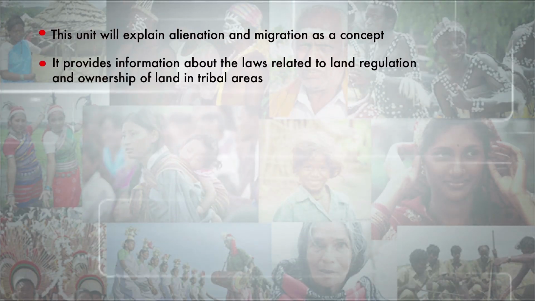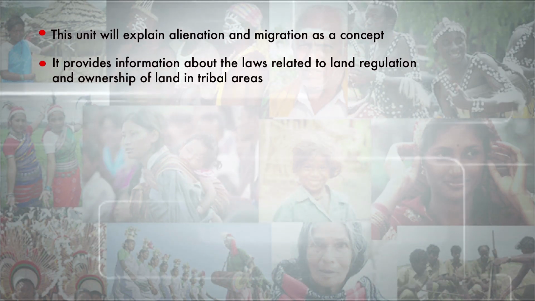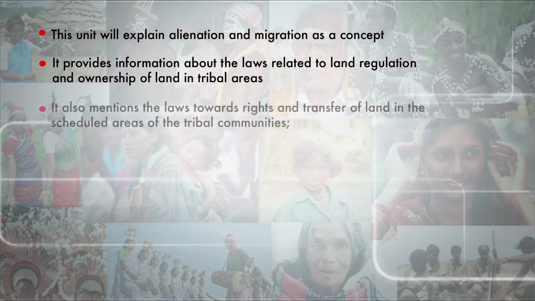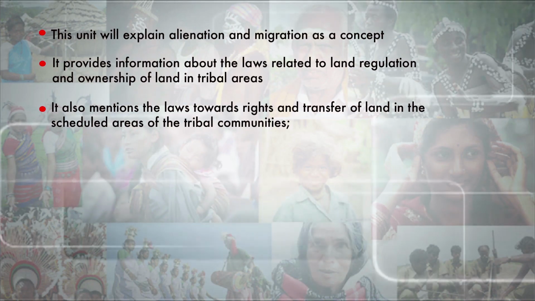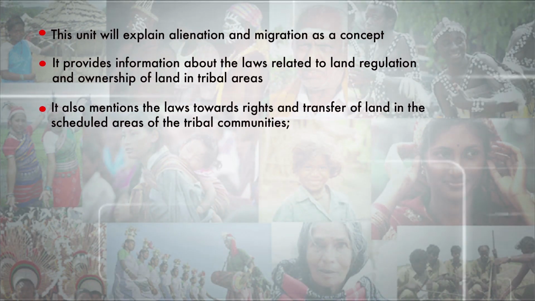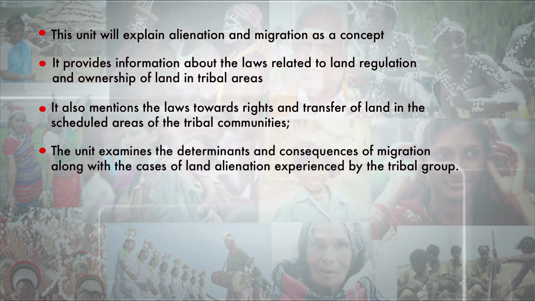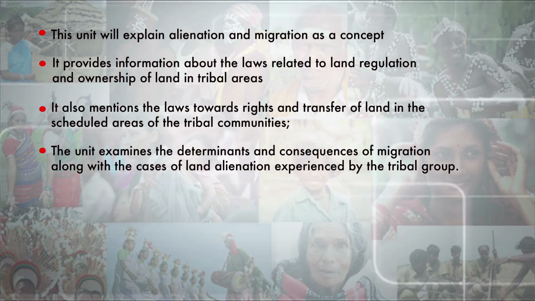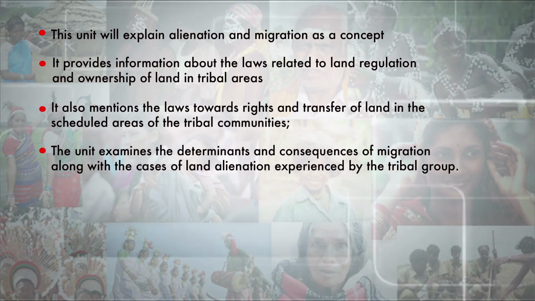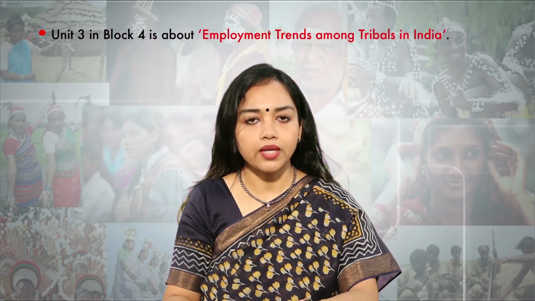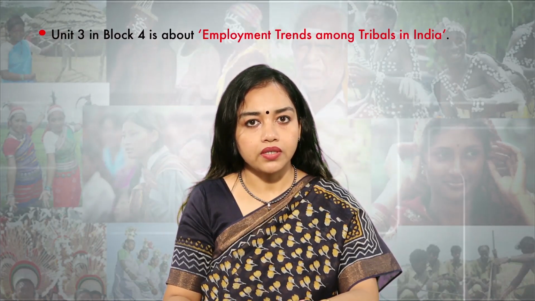It provides information about the laws related to land regulation and ownership of land in tribal areas. It also mentions the laws towards rights and transfer of land in the scheduled areas of the tribal communities. The unit examines the determinants and consequences of migration, along with the cases of land alienation experienced by the tribal group. Unit 3 in Block 4 is about employment trends among tribals in India.